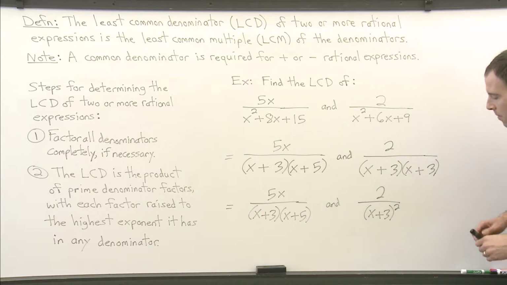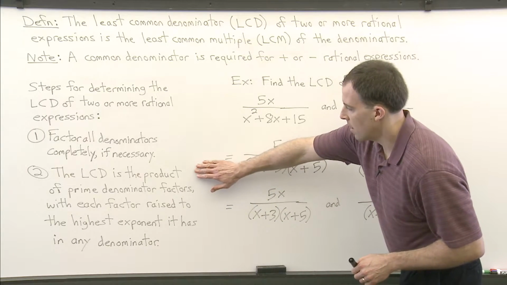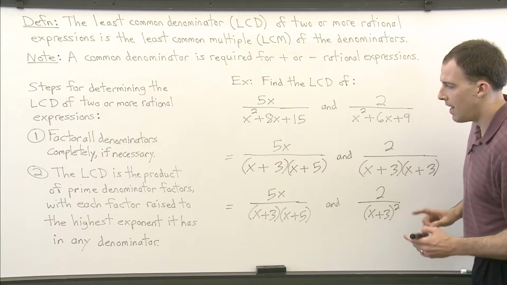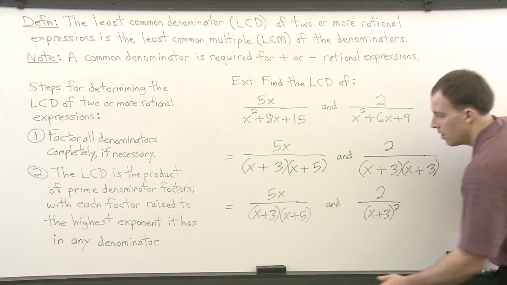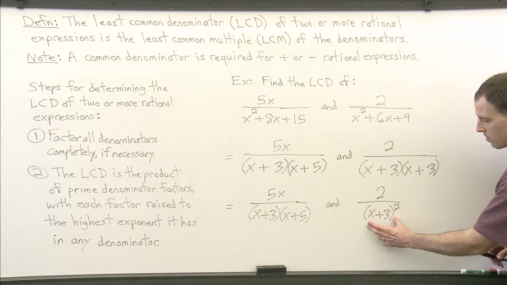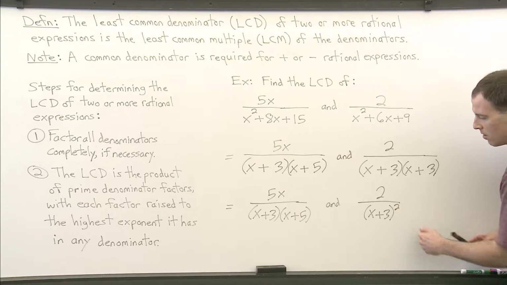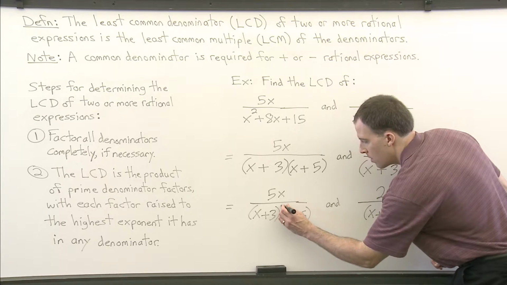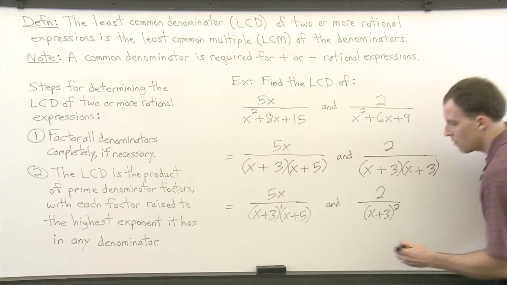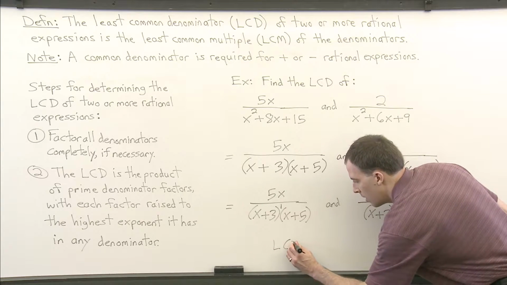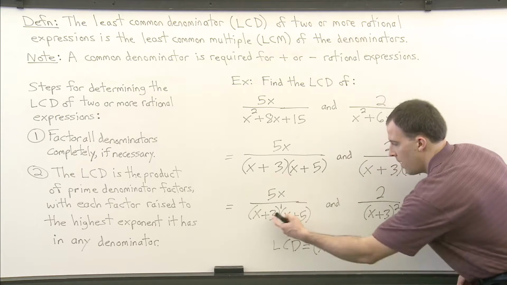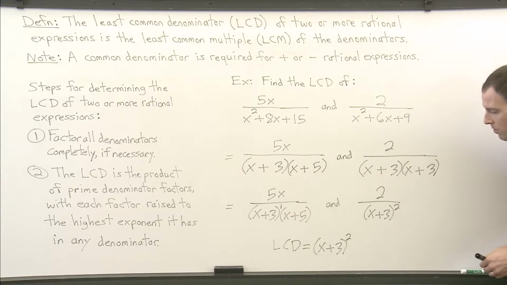Comparing the two denominators, the procedure for finding the least common denominator is to take the product, which means you multiply all of the prime denominator factors using the highest exponent that each one occurs with. We have a single x plus 3 in the first denominator, and we have x plus 3 squared in the second denominator. The first is like x plus 3 to the first power. The larger exponent between a 1 and a 2 is 2. So for the least common denominator, we're going to need x plus 3 squared. You go with the higher exponent whenever you have the same factor in both denominators.